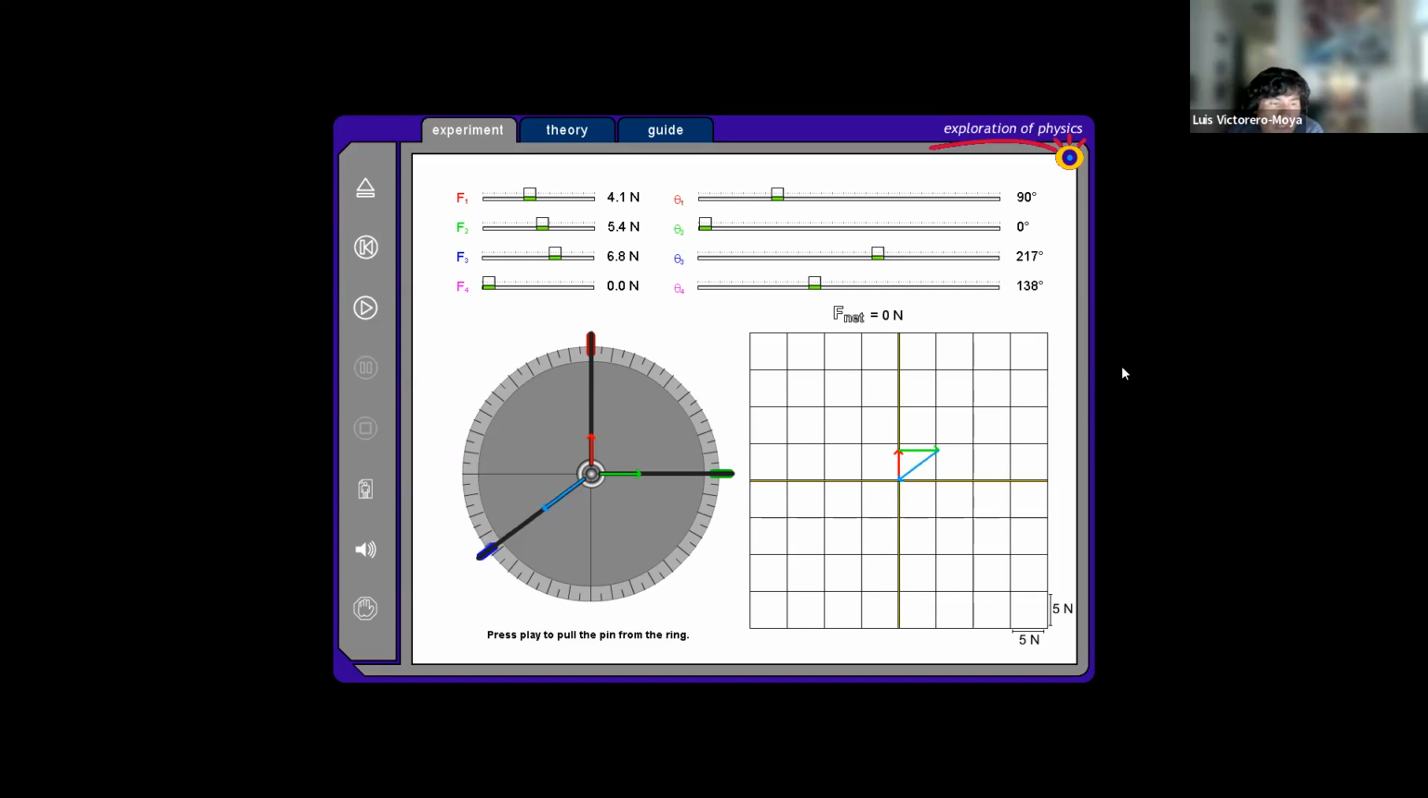Now my net force is 0. If I play the simulation, the mass doesn't move, because now you added the equilibrium force, the force that sets the system in equilibrium. All right? That's basically what you have to do in this lab. So let's go to the lab.